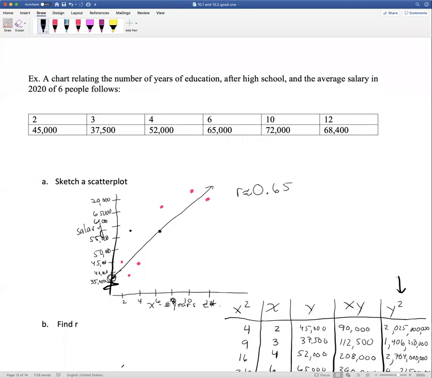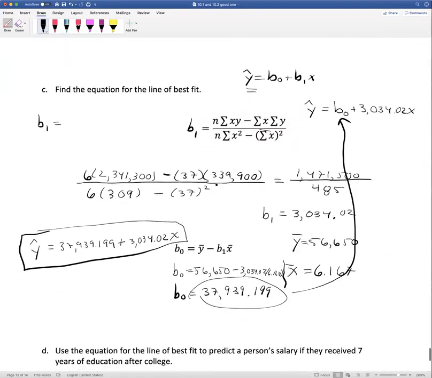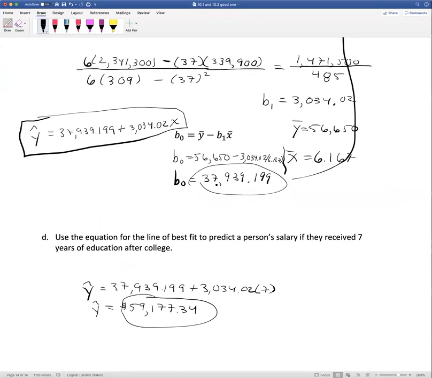We get a y value, this is 50, there's 55, and that's 60. It looks like we're fairly close to 60. We're in between 55 and 60,000, but remember that this line was an estimate that we just drew. So to answer this question, if a person receives 7 years of education after college, based on this data and this regression equation, their salary would be $59,177.34. And that's it for linear regression.